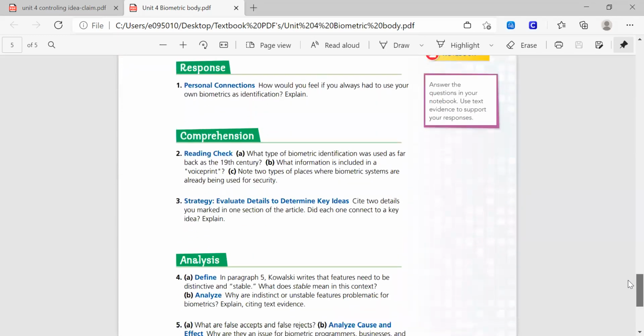All right. So we're going to answer these questions that are on the page in front of you. They're about the article that we just read. So make sure that you did pay close attention. So, personal connections. How would you feel if you always had to use your own biometrics as identification? Please explain. So we need a couple sentences here. If you always, the key word is always, had to use your own biometrics as identification, make sure you explain.